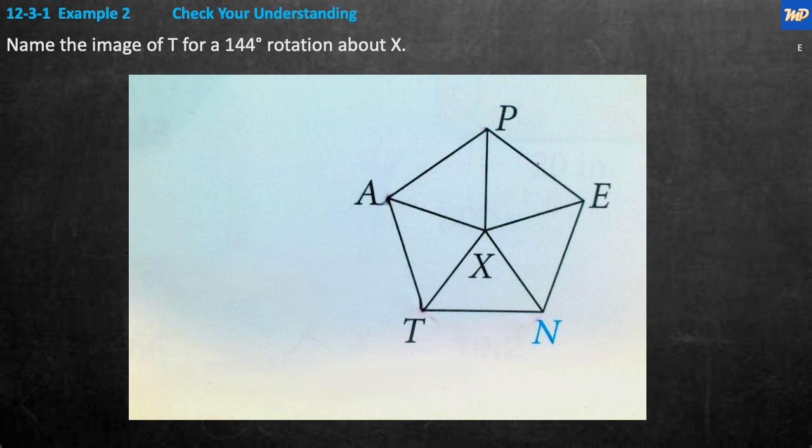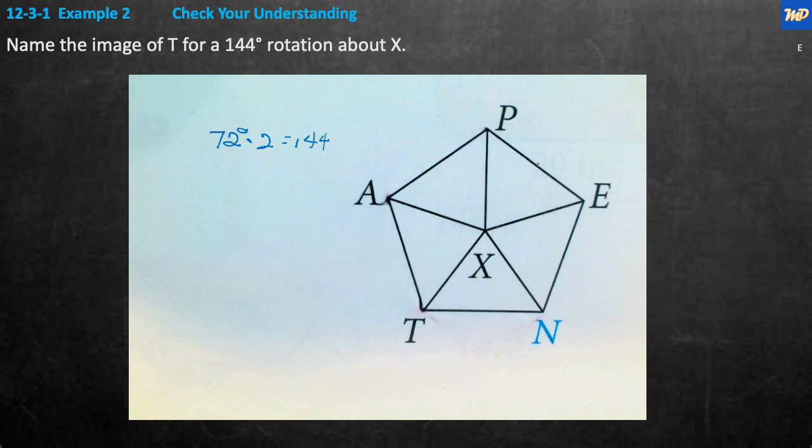Name the image of T for a 144-degree rotation about X. So the image of T is not T, right? It's the image of it. So that means after a 144-degree rotation. Based on the previous slide, we know that the angle of rotation for each segment is 72 degrees, right? And 144 degrees is 72 times 2.